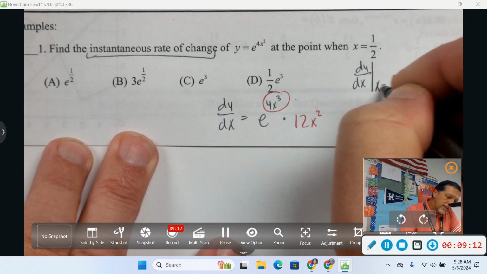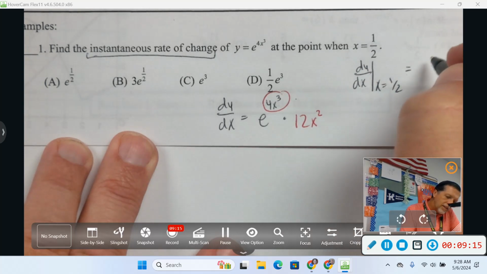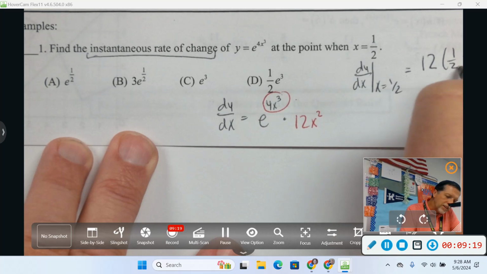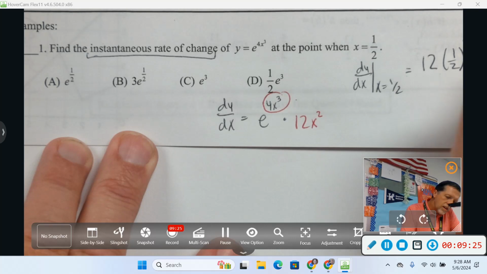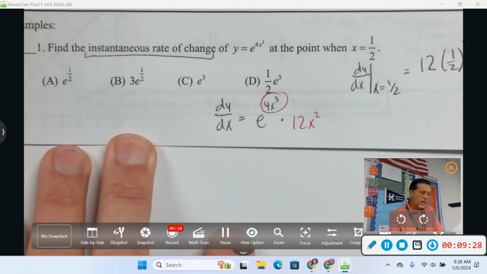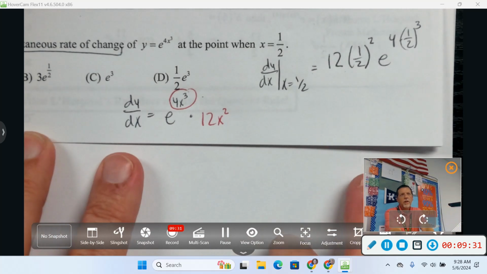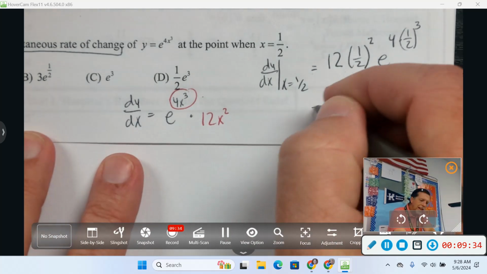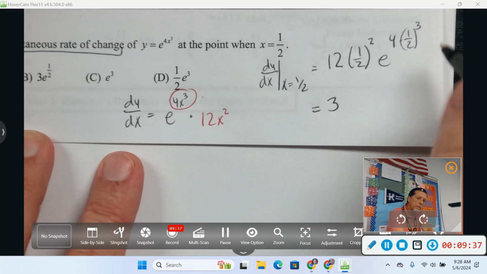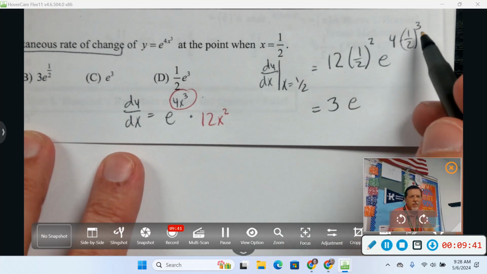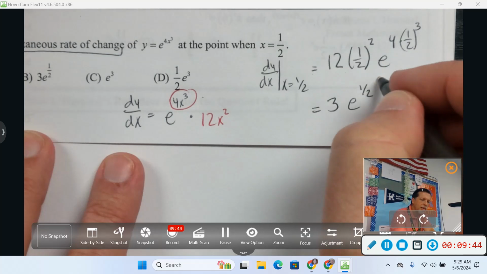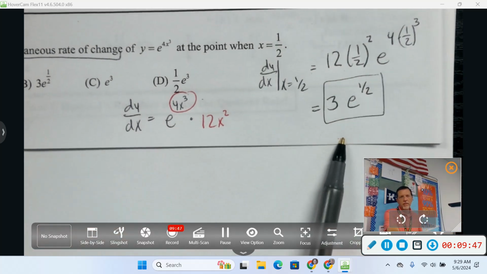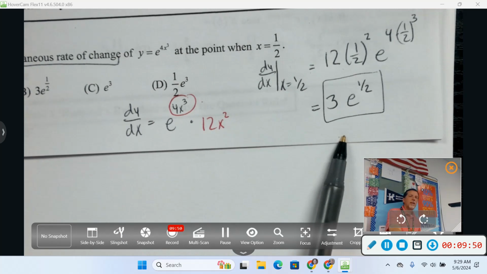So dy dx at x equals 1/2 is, I'm going to put the 12x squared on the front. Let's see, so 1/2 squared is 1/4. 12 over 4 is 3. 1/2 to the third is 1/8. 4 over 8 is 1/2. So there's my answer. The derivative of e to something is e to something, but don't forget the chain rule.